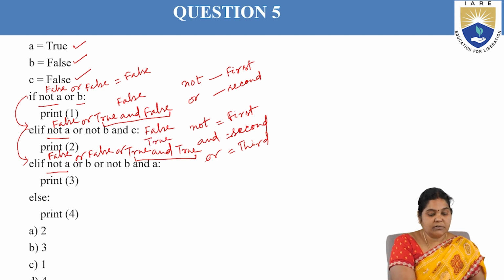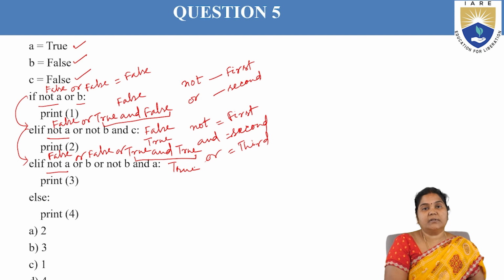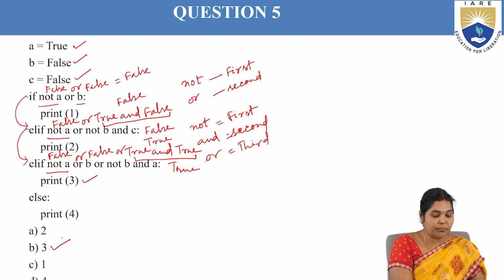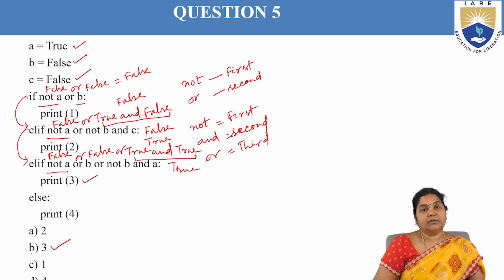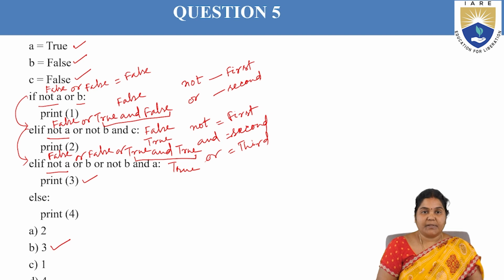Now false or false is false, or true is true. So this particular if condition is true. If this if condition is true, then it is going to print the answer as 3. So our output will be 3. It will not go to the else part anymore. So the output for this question will be 3. So 3 will be printed. Let us move on to the next question.